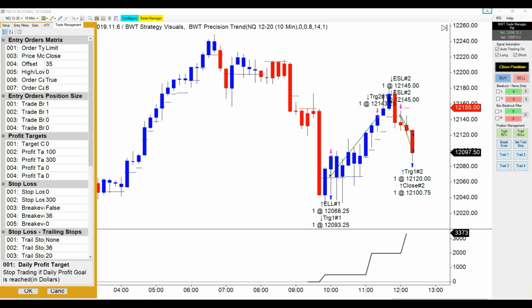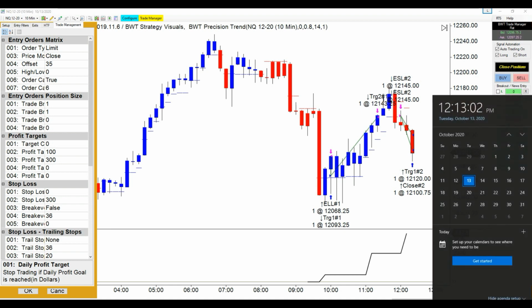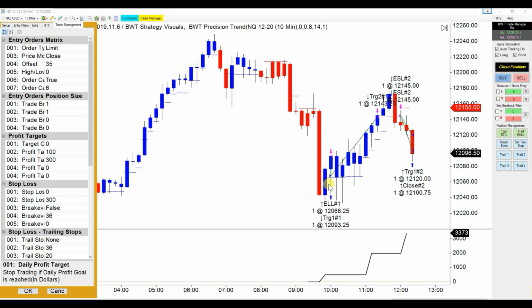I'm not sure if I showed the computer clock. So there was a long first, a change in trend, a 35 tick pullback. It doesn't look like much, but this is a 10-minute chart, and with today's volatility, just hitting targets. And as far as, yeah, it's 100 and 300 tick targets.